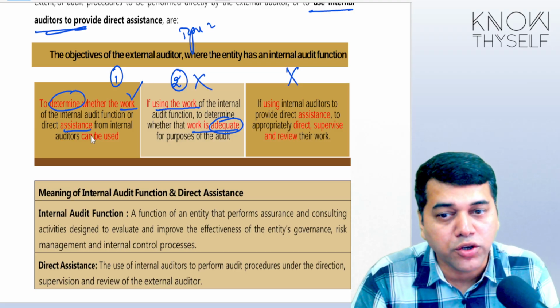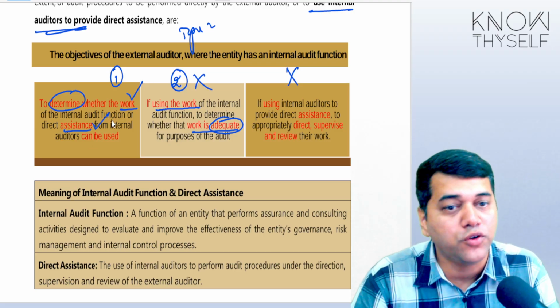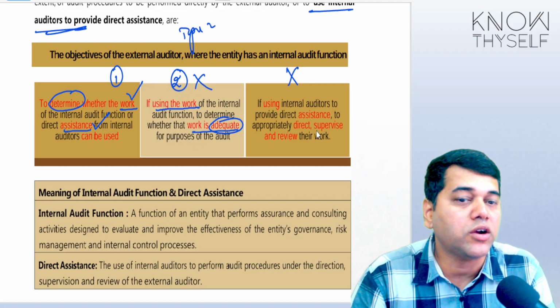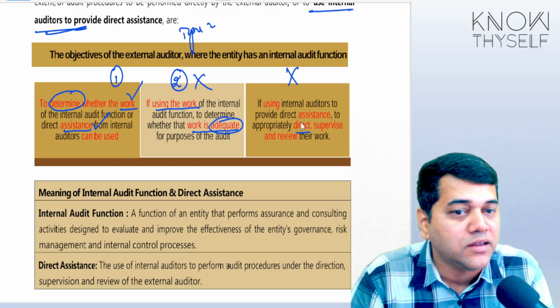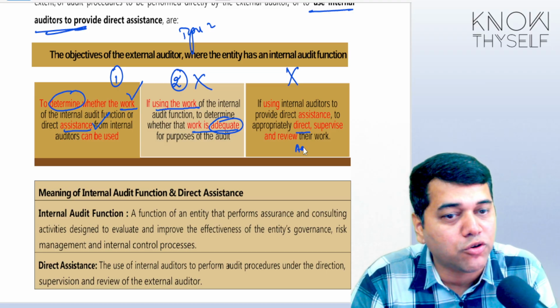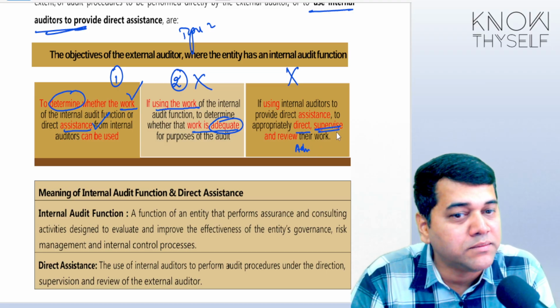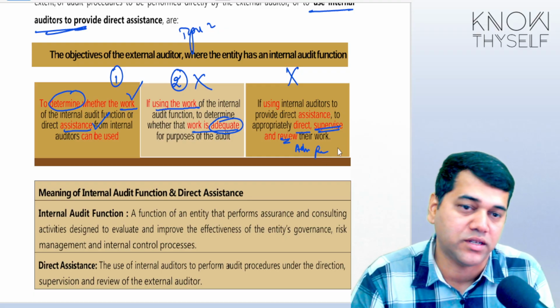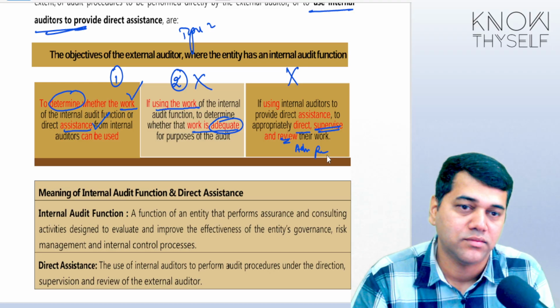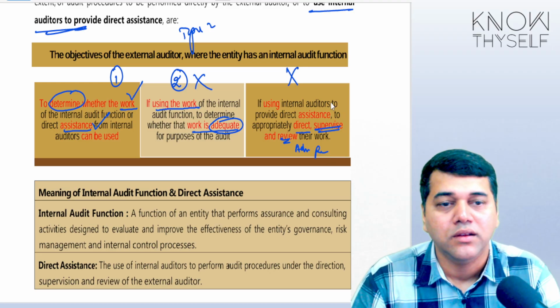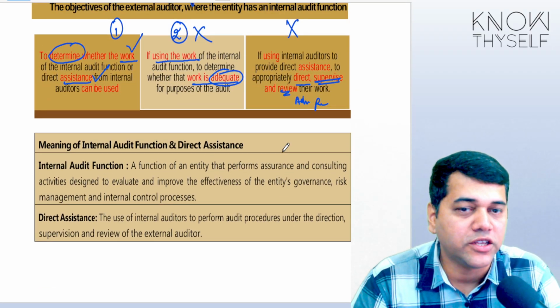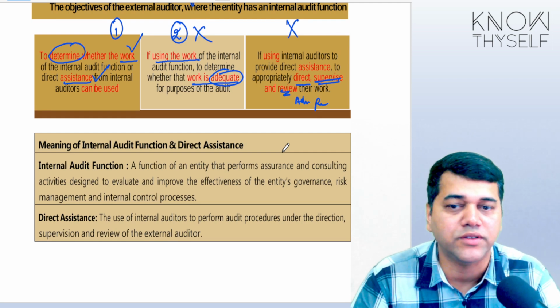Okay. Then what if you decide that I will use their assistance? If you are going to use their assistance, then you have got a responsibility to direct them. In previous language, we used to call it advise, supervise them, and review their work. Okay. I hope it's clear. So there are three objectives. So straight away we can start with this objective.